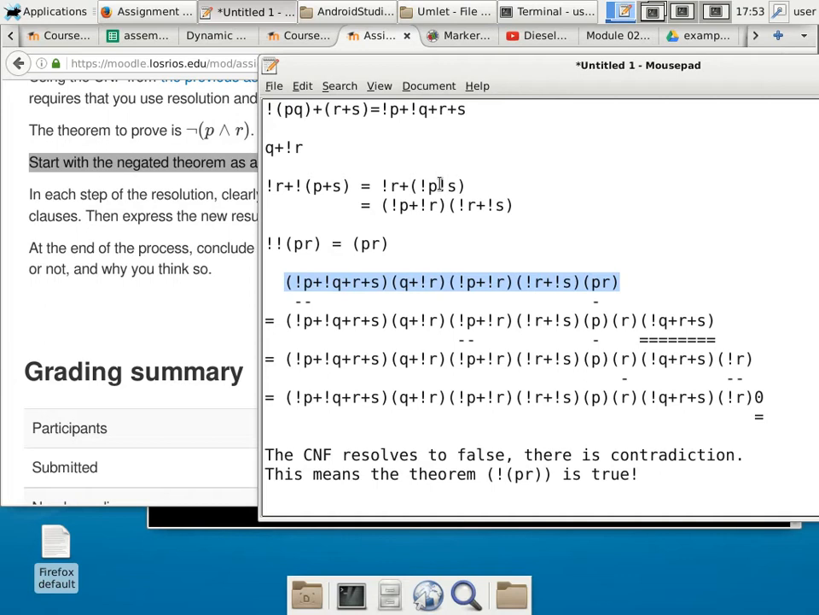But the homework assignment specifically asks for resolution and CNF, so you cannot deviate from what the homework assignment is asking for. But yes, there are alternatives to prove this particular theorem.